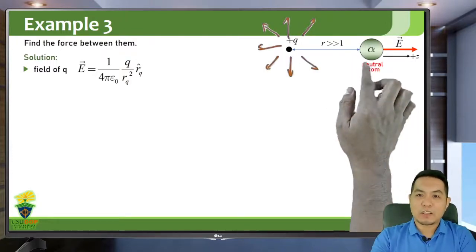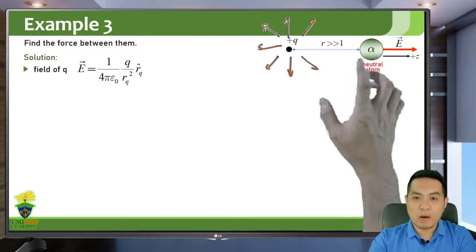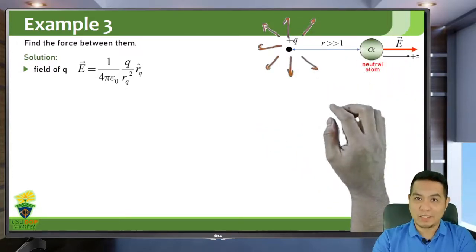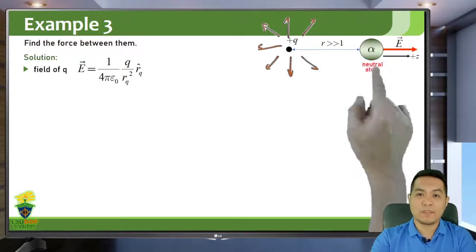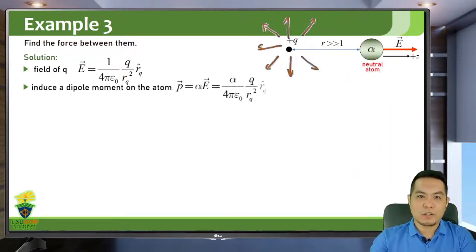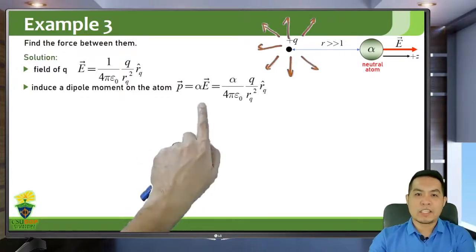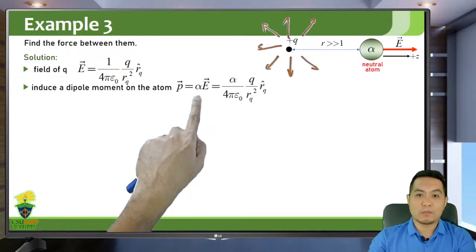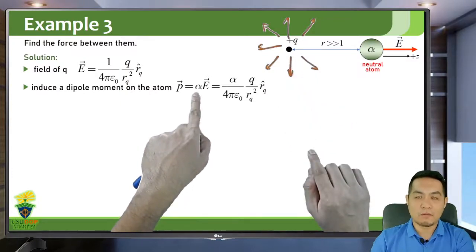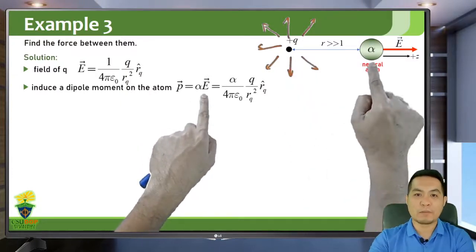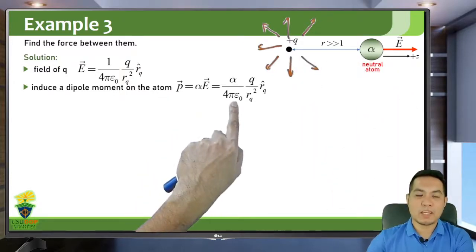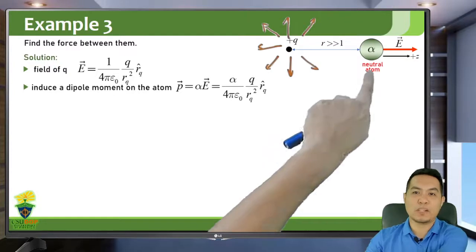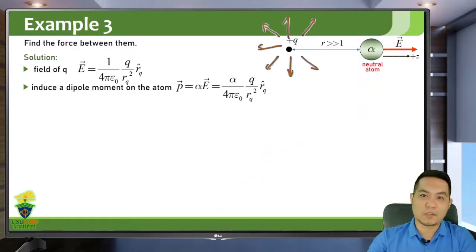So this atom now, since this is now a dipole, it will also have its own electric field. So it will now generate its own electric field because it's now a dipole. This is the induced dipole moment on the atom due to the electric field of Q. It's just alpha, the polarizability of the atom, times the external electric field, so the field of Q. It's given by this one. So this is now the induced dipole moment in your neutral atom. So your neutral atom now becomes a dipole.